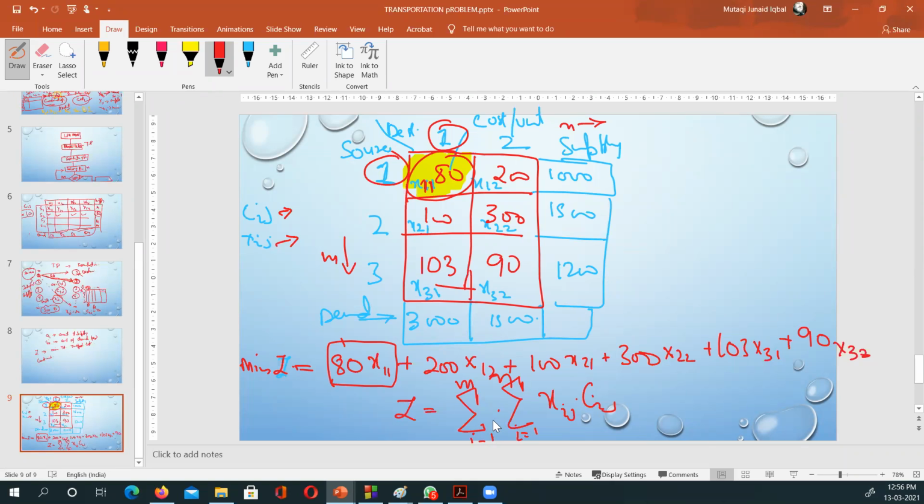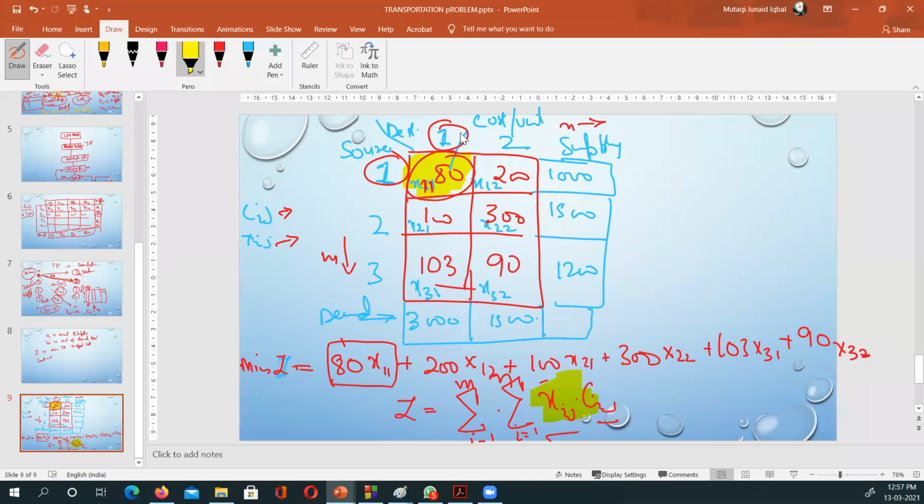Any transportation problem you have, you want to find its objective function, you have to add each and every box of a matrix together, and each box has two pieces of information, that is xij into cij. And xij is the product, cij is its cost. So you are multiplying that together, right? And then summing each and every box. How many times? M into n times.